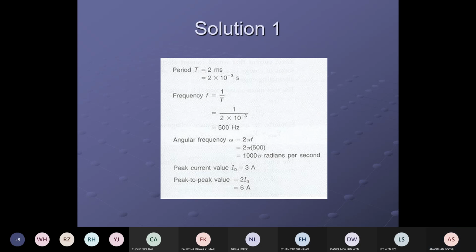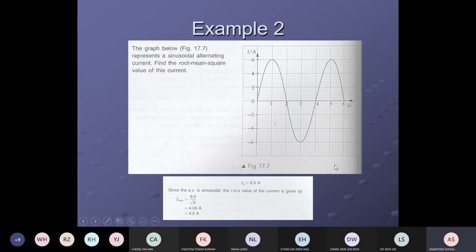Last question. Okay, look at this, another example. So this is another sinusoidal wave, alternating current. Peak current was 6 ampere. So find the root mean square value of this current. So yes, of course, 6 over root 2, so 4.2 ampere. That means I can say this alternating current is equivalent to a direct current of 4.2 ampere, which can produce a 4.2 ampere of current flow.